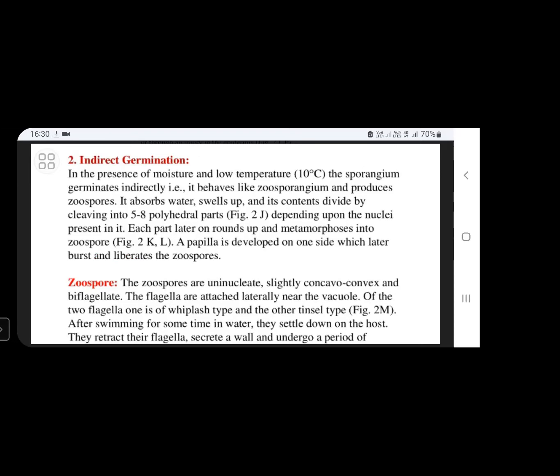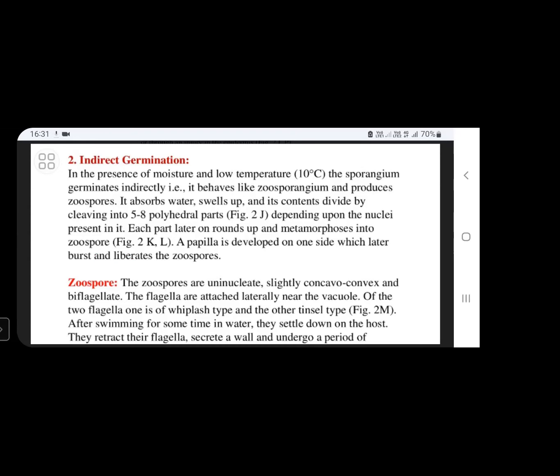Whenever moisture conditions are available and temperature is low, in such situations, this particular conidium absorbs water and swells in size. Then the protoplasm present inside this conidium will be divided into 5 to 10 parts. Each part metamorphoses into a zoospore. Later, these zoospores will germinate. So like this, indirect germination takes place.